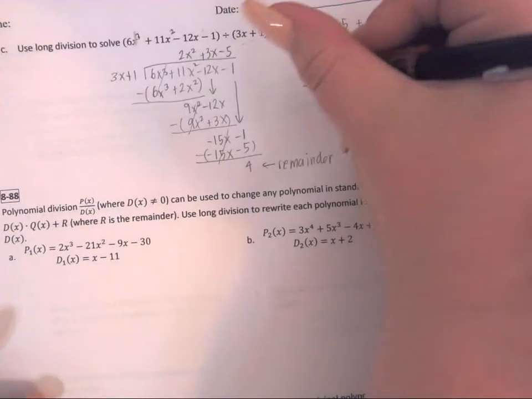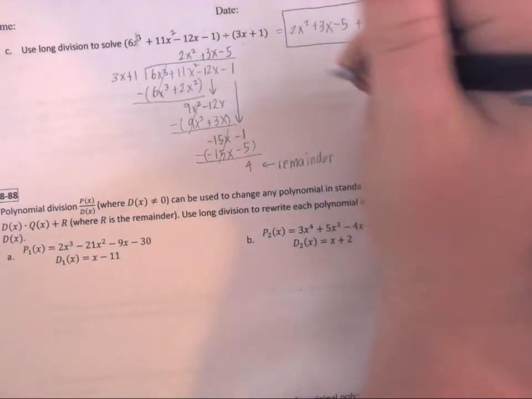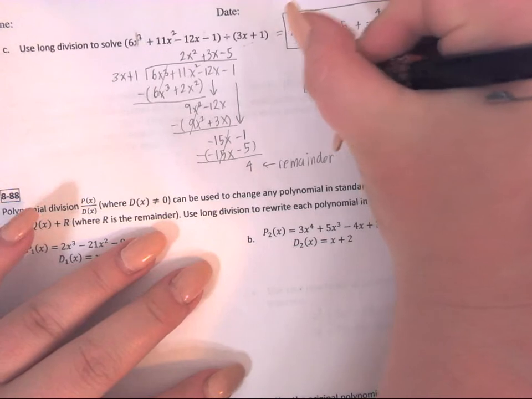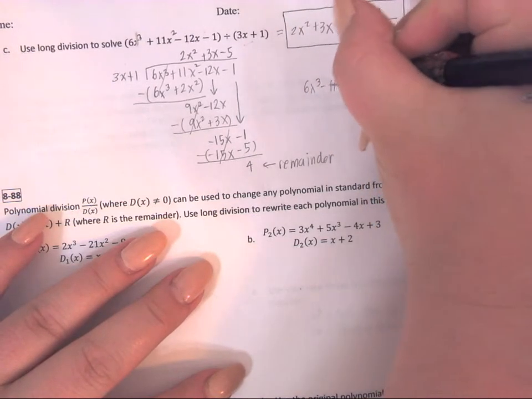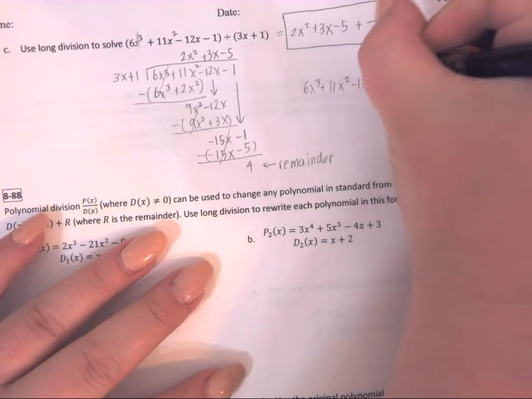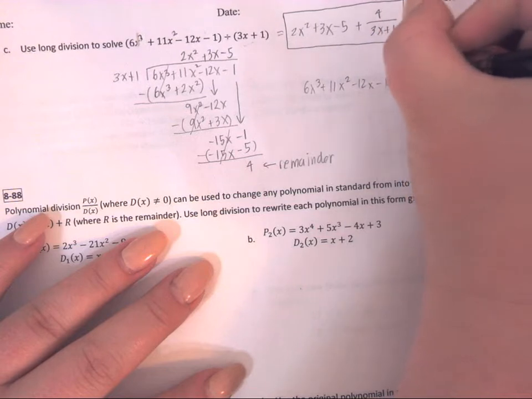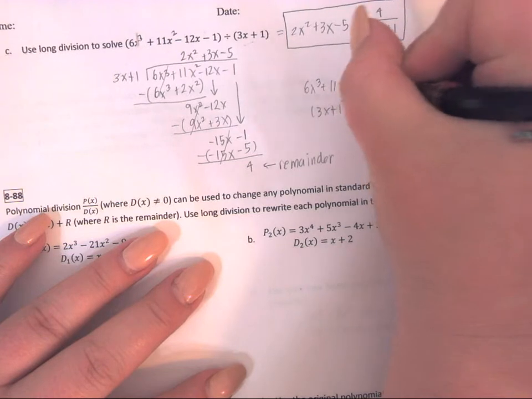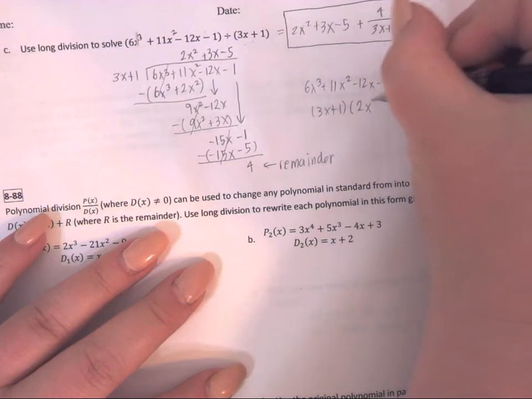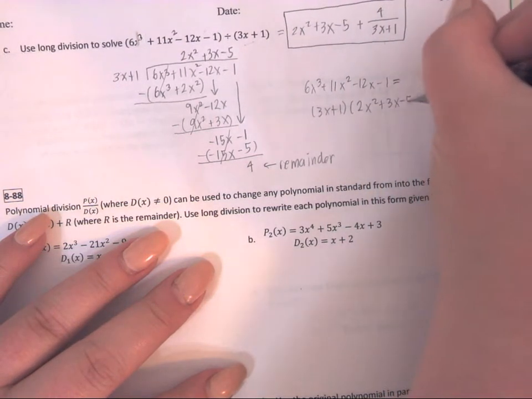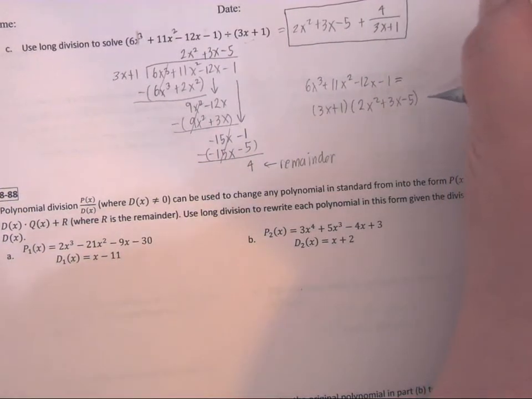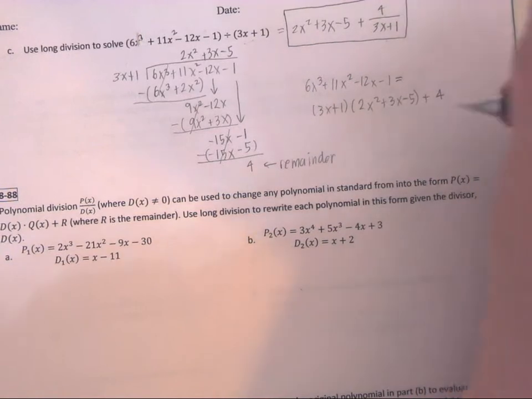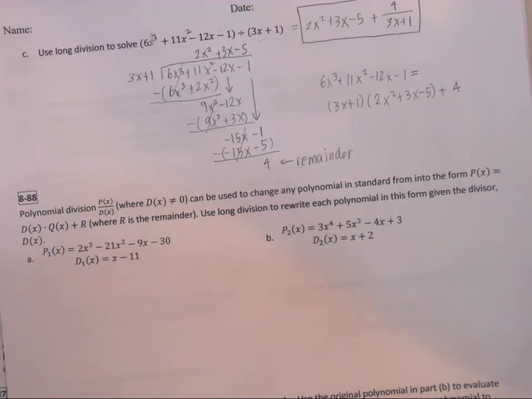So basically what it's saying is, if we did that with this problem, then 6x cubed plus 11x squared minus 12x minus 1 equals 3x plus 1 times our answer plus our remainder. Okay, so let's try that here.